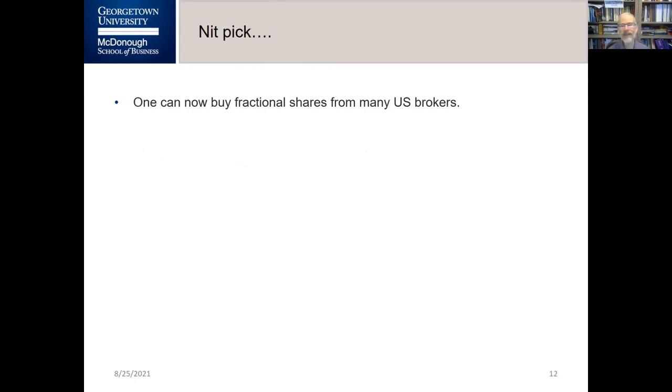And just one tiny nitpick on the paper. Yes, now you can buy fractional shares through a lot of brokers. You can't do it on the exchange, but the market makers do it for you. Once again, this is an amazing paper. My hat is off to Sida and Mao. You guys did a great job. Thank you.